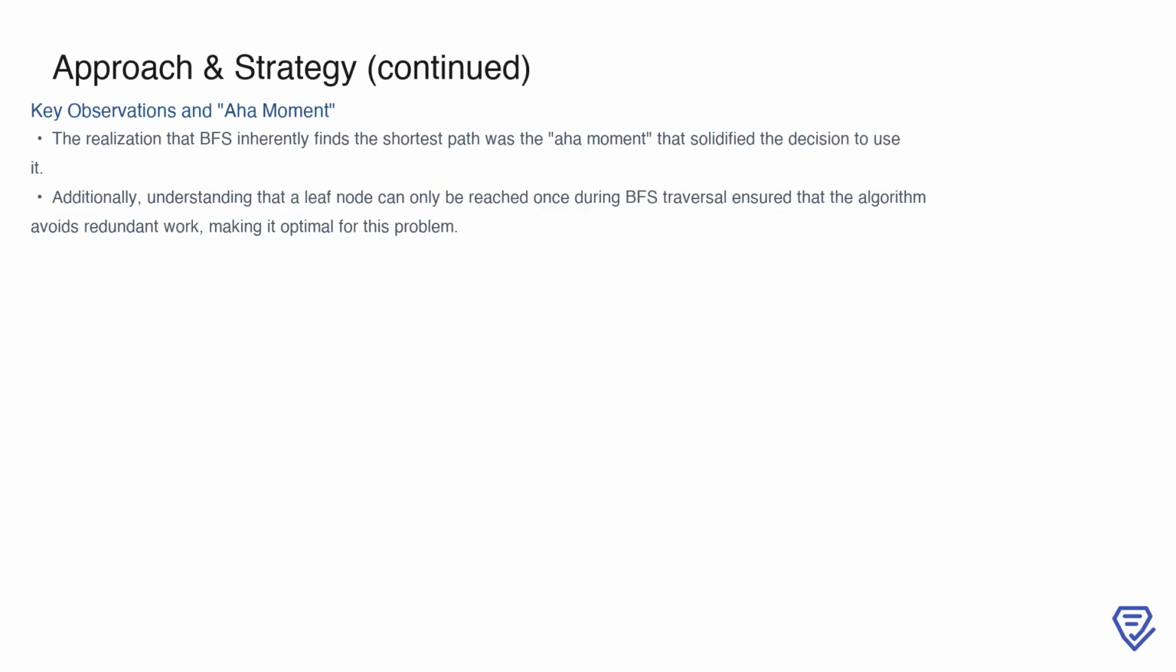The key insight that reinforced the choice of BFS was the realization that it inherently finds the shortest path by design. This was the turning point in deciding on the approach, as it ensured that the problem could be solved efficiently without unnecessary complexity. Another important observation was that a leaf node is encountered only once during a BFS traversal, and this guarantees the correctness of the solution while avoiding redundant computations. These factors combine to make BFS not only the most intuitive but also the most optimal strategy for solving the problem of finding the minimum depth of a binary tree.